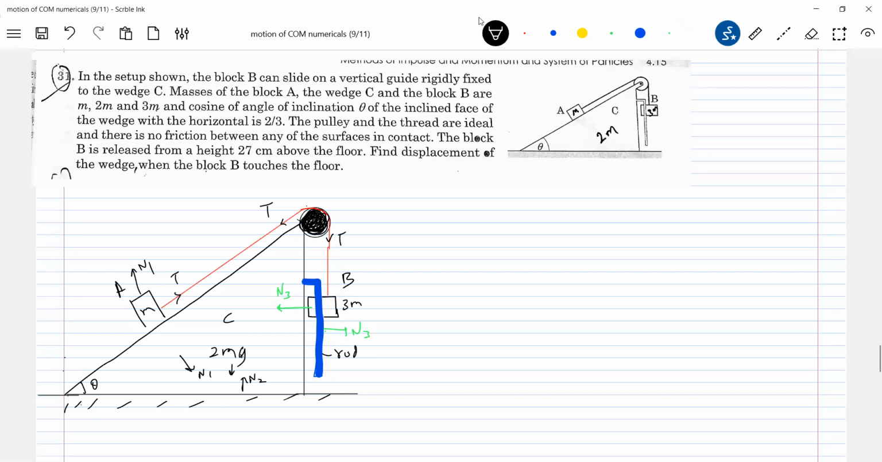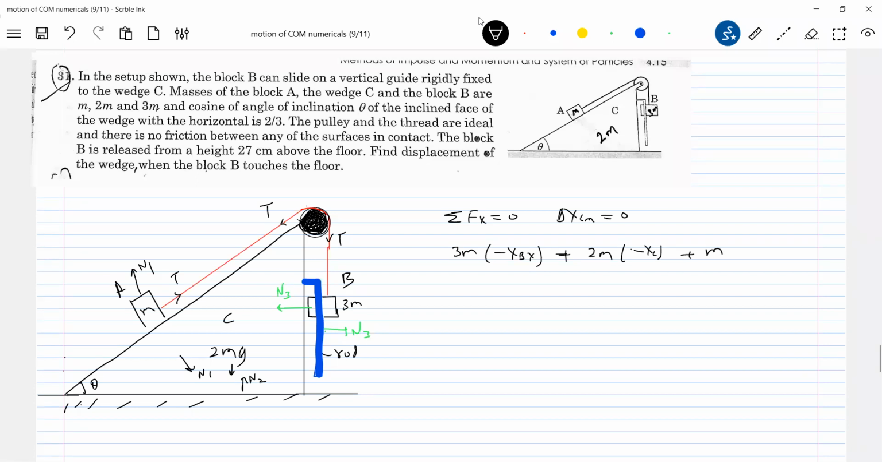I'll go for the formula. Net force on the system along x-axis is 0. So the center of mass will not shift along x-axis. Then mass of the block B, 3m, times xbx, minus the wedge also will have displacement, minus xc.